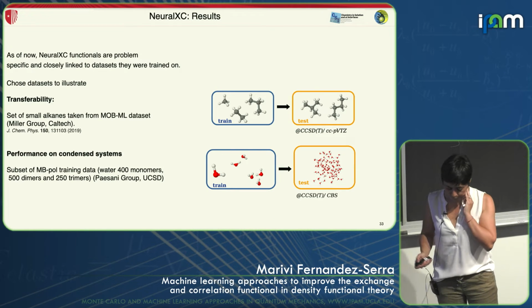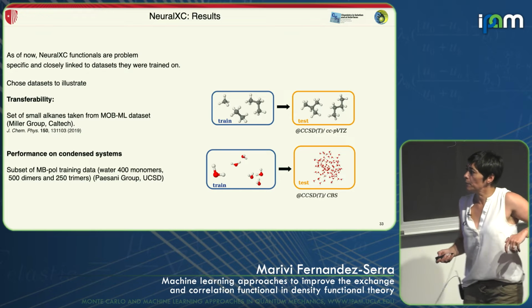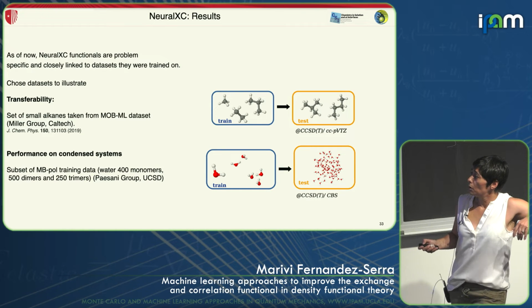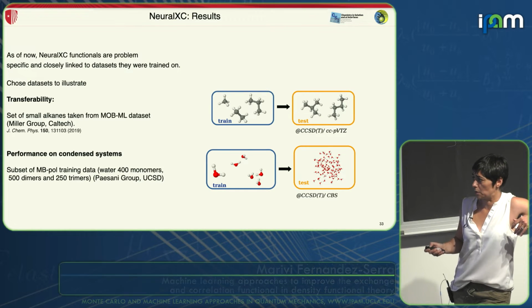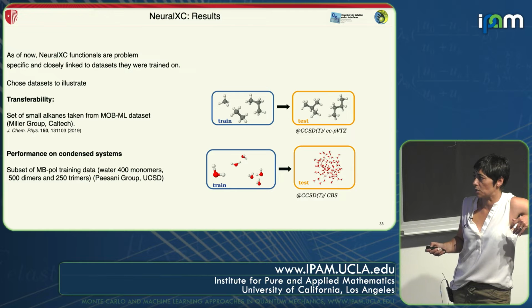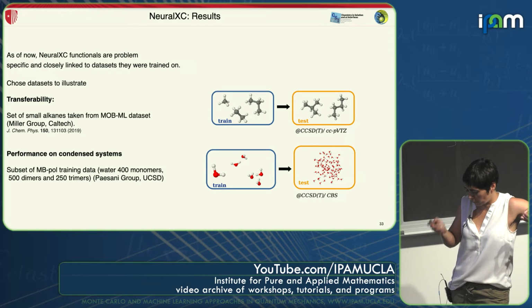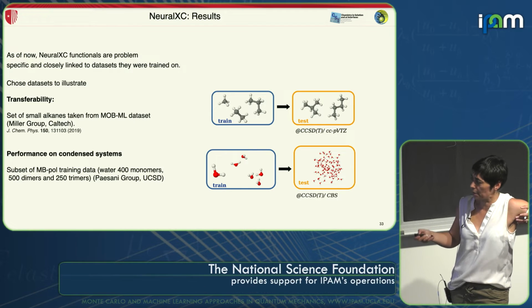So how does it work? I'm going to go quickly through the results, because I still want to get to the next model. Basically, we're going to look at two things. First is the transferability of our method, meaning that we are training with a specific set of data for specific species and molecules, but we want to see how it generalizes to systems that it has not been trained on.